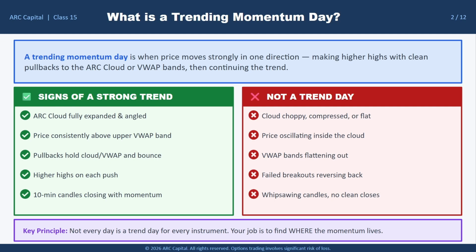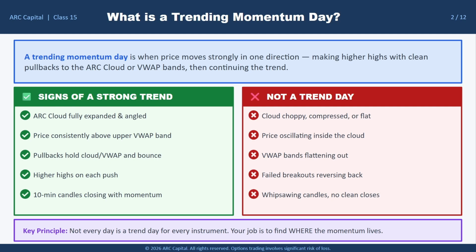Then you have pullback holds on cloud or VWAP bounces. So let's say anytime it does come and test VWAP or cloud, you tend to see a nice rejection wick and then a buyback right to that top VWAP band. That's just another strong sign of a trend. Then you have higher highs on each push. Obviously, after every test, you want to see that higher high showing you that bullish structure. Then 10-minute clouds closing with momentum, right? You want to see every time that you get a pullback, like I said, that rejection wick showing that you don't want to come lower, right? That trend is still holding.